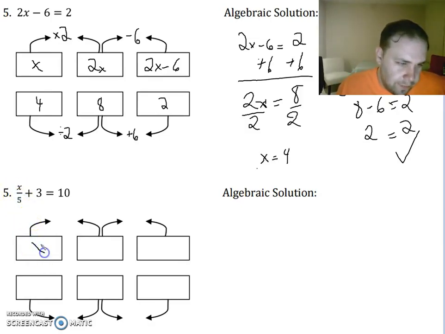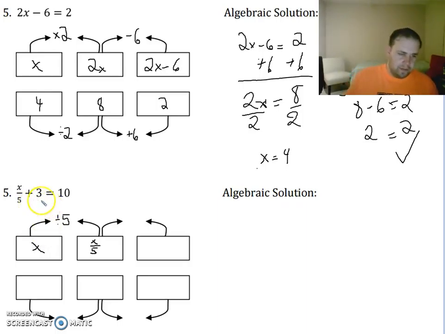Now we have the next question. So x is being divided by 5. Okay, x over 5 means x divided by 5, and that gives you x over 5. And now we have plus 3, so that means we're going to add 3 here. So x over 5 plus 3 equals, well, in this case it's 10.